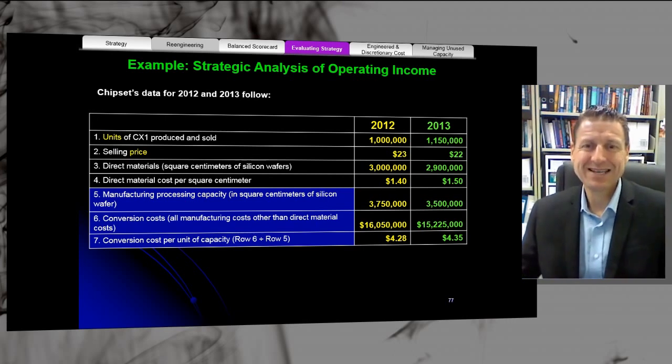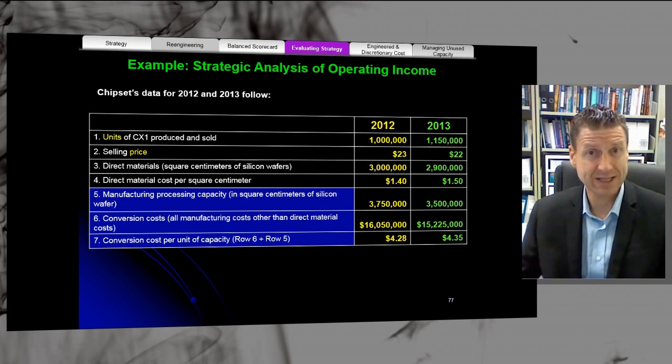So let's have a look at some of this data here. We've got units produced and sold of CX1, which is a microchip.